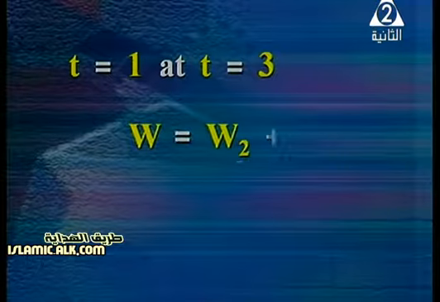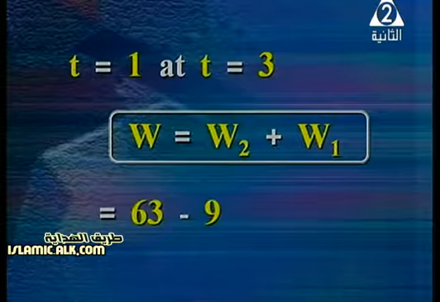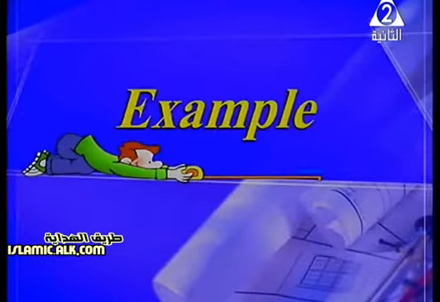Then from t1 equals 1 to t2 equals 3, the work equals W2 minus W1. By substitution, it equals 54 joules. Another example.